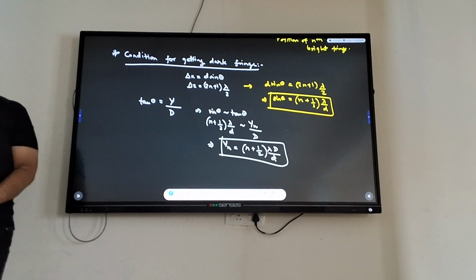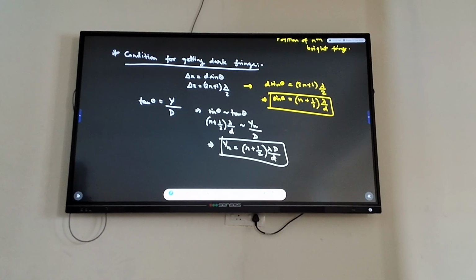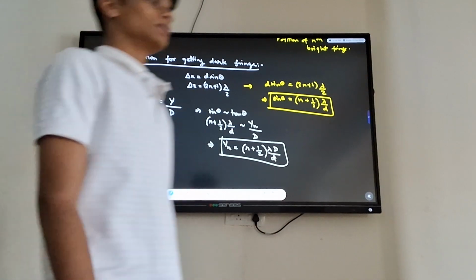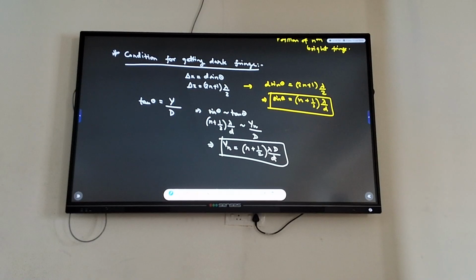Is it okay with everyone? If you are done with this, then as a fun little exercise, can you tell me what is the distance between two successive bright fringes? Distance between two successive bright fringes? Lambda D by small d, right? Can you find it from the n plus 1th and nth fringe?